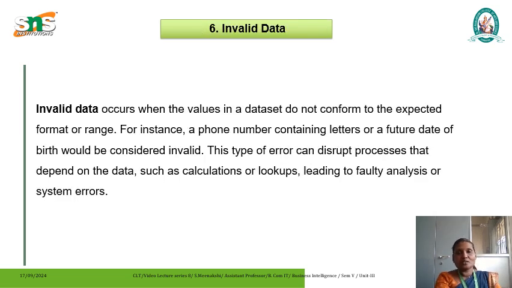Then the next kind of error is called invalid data. This kind of error occurs when the values in a data set do not conform to the expected format or range. Take for example, a phone number containing letters or a future date of birth would be considered invalid. So a future date of birth is impossible. A phone number must consist of only 10 numeric digits, not an alphanumeric format. So this type of invalid error can disturb the whole process, which primarily depends upon the data, such as calculations or lookups, leading to faulty analysis or system errors.